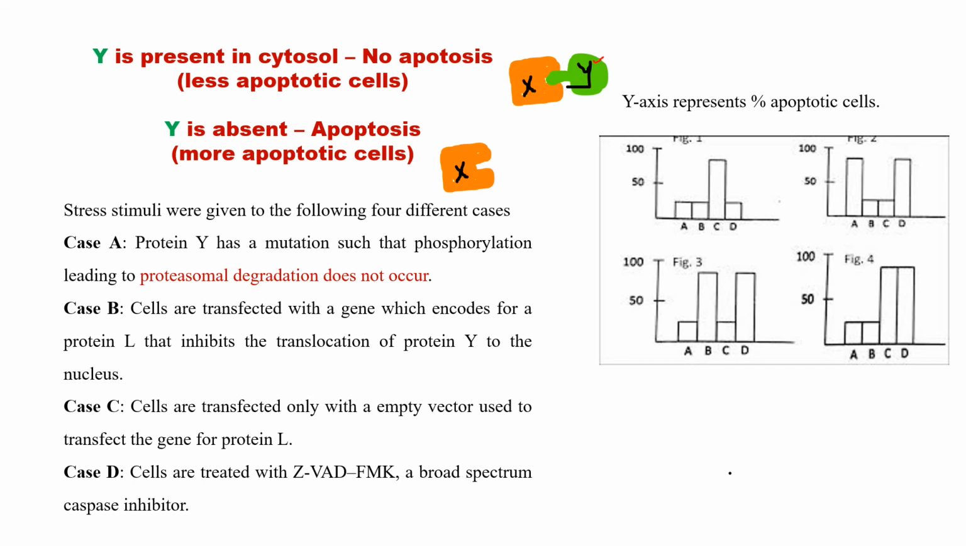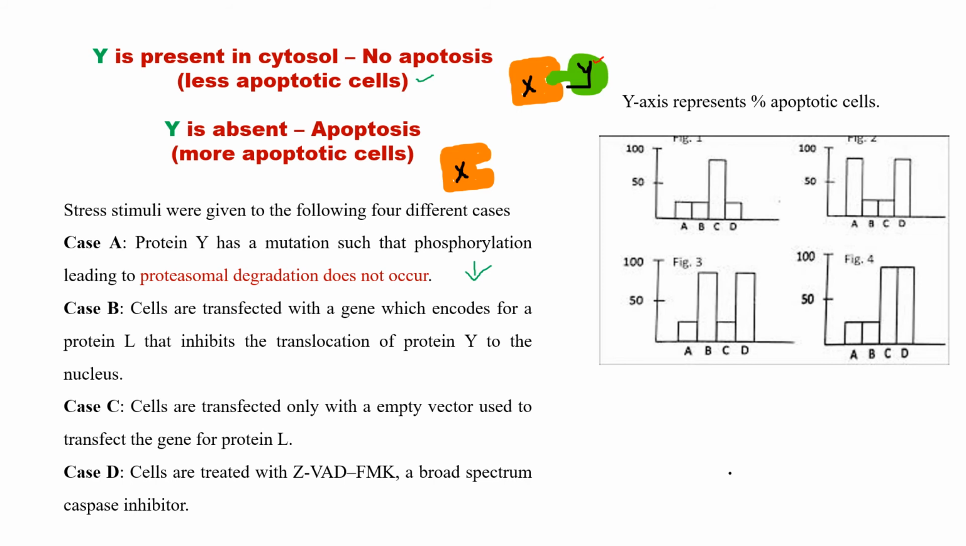Stress stimuli were given to the following 4 different cases. Case A. Protein Y has a mutation such that phosphorylation leading to proteasomal degradation does not occur. Because of some mutation of protein Y, proteasomal degradation does not occur, which means Y is present in the cytosol. If Y is present inside the cytosol, there is no apoptosis and less apoptotic cells. So, in case A, less apoptotic cells.